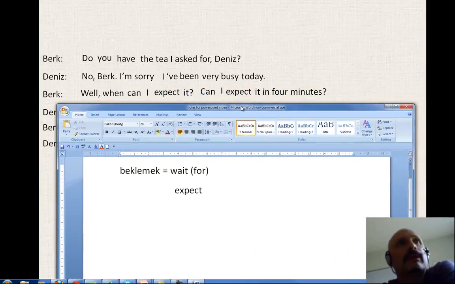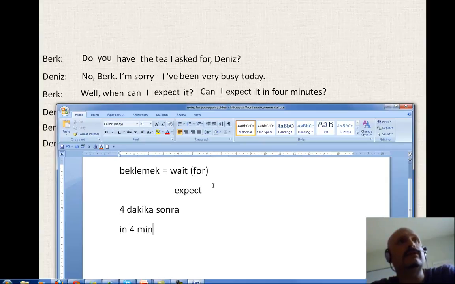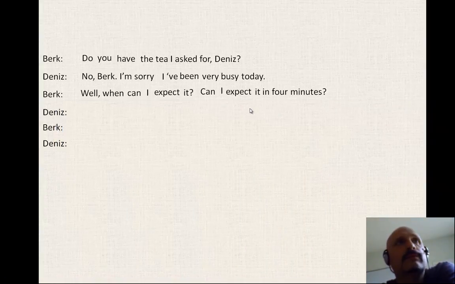Now here's another thing. If you remember in lesson one, in Turkish you would say 4 dakika sonra, which means 4 minutes later. But in English, notice we say in 4 minutes. We do not say 4 minutes later. Can I expect it in 4 minutes? We use later, but not for this.